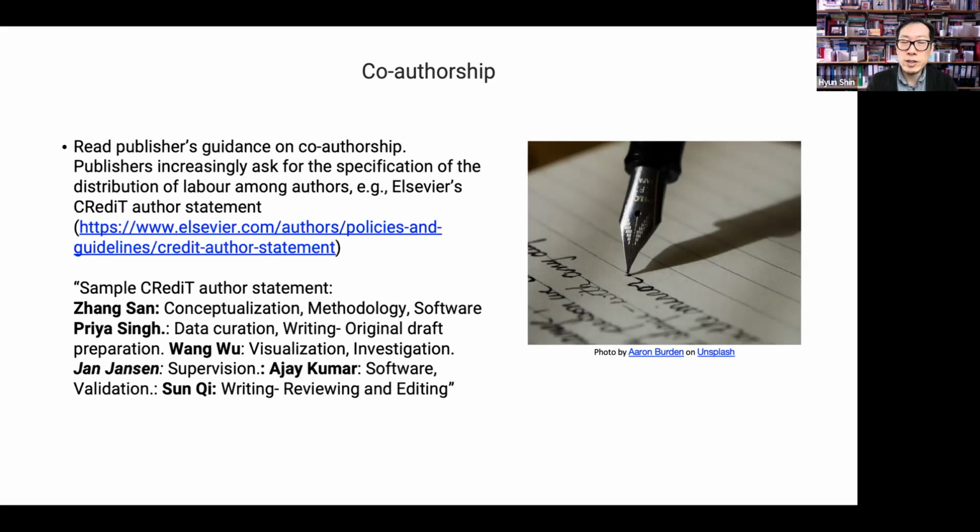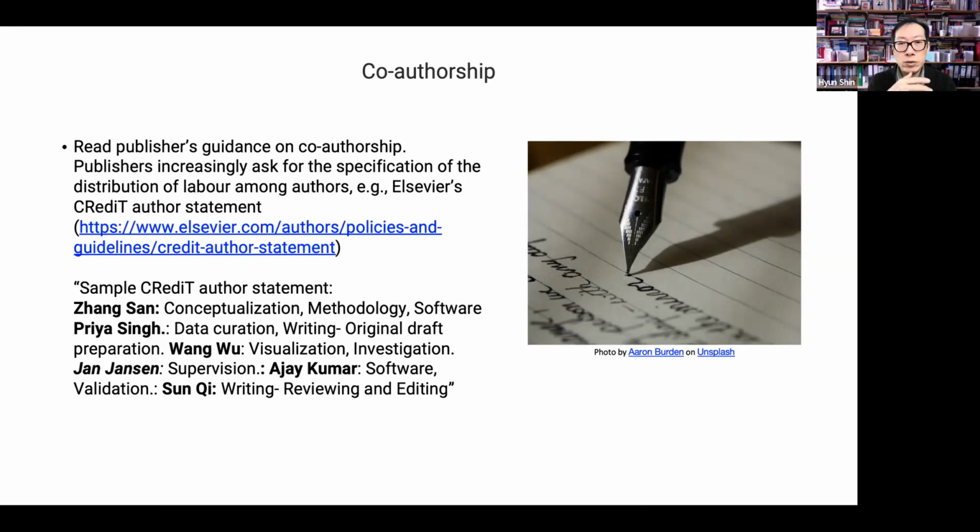So read the publisher's guidance on co-authorship, especially as increasingly there seems to be a new practice among publishers, such as what is implemented by Elsevier, where they have policies and guidelines on how to credit authors and their contributions. So this is basically what it says on the publisher's website, Elsevier's website.